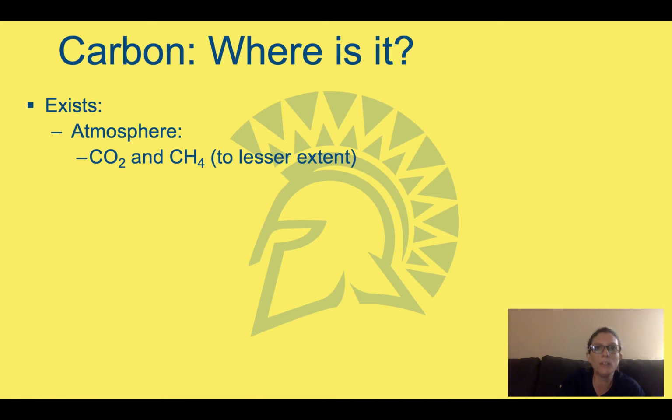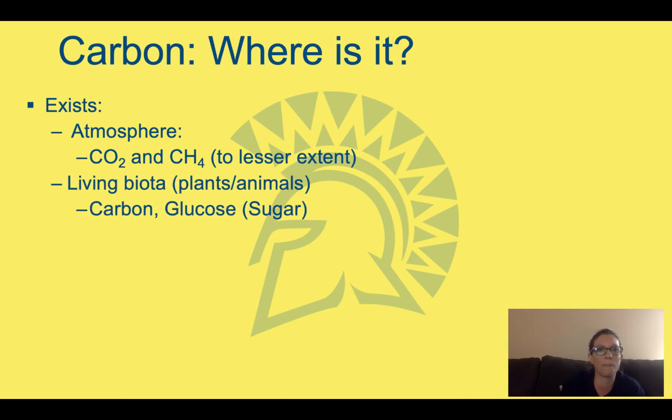In the atmosphere. Now remember, carbon can exist in more than one form. It's not just CO2, but we also have CH4, and then we also have CO. Just to give you an idea, CO2 we're at around 400 parts per million, CH4 we're at 1.51, and CO we're at 0.13. So most of the carbon is actually in CO2, but we also find it in other areas as well.